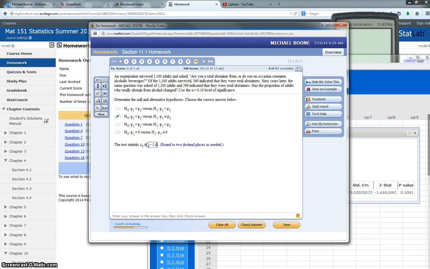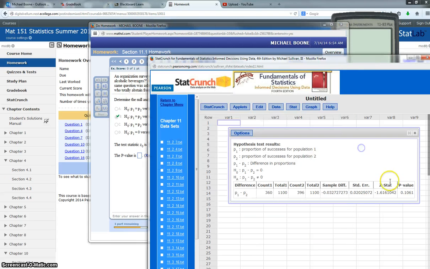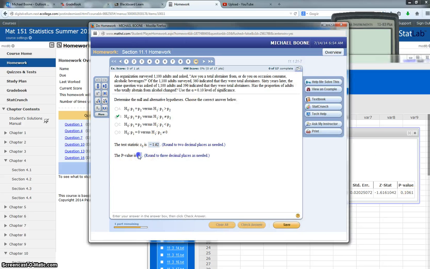So let's punch that in. Negative 1.62. And then it says, what's the p-value? This is the one that I want to use. It's 0.1061. So 0.106 to 3 decimal places.